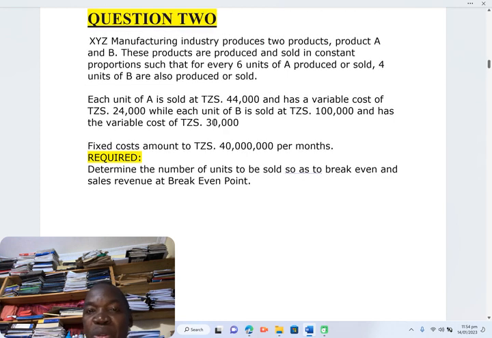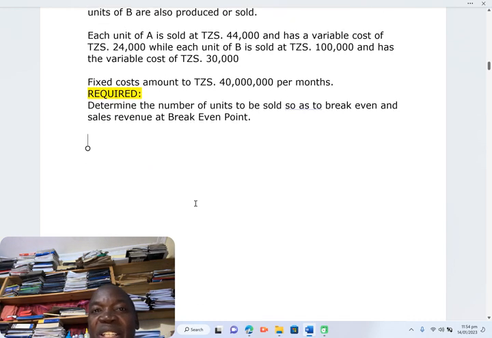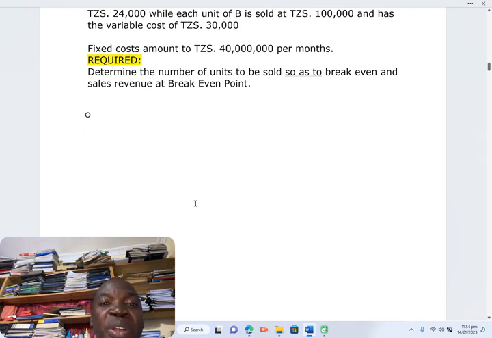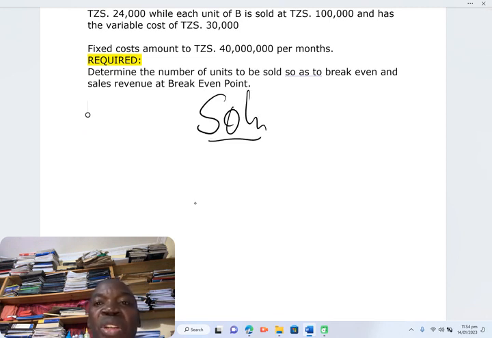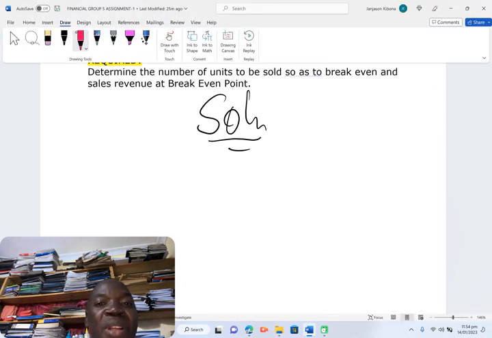Now, before going to my approach, the requirement is to determine the number of units to be sold so as to break even, and the sales revenue at the break-even point. So we are talking about the break-even point. Before going to the discussion itself, this is a problem leading to CVP. So this is a CVP problem, the first case.